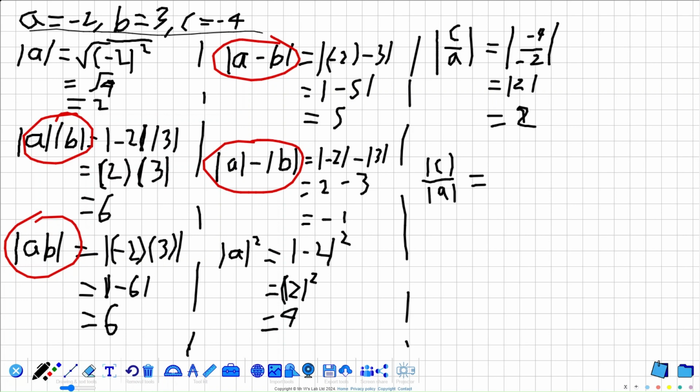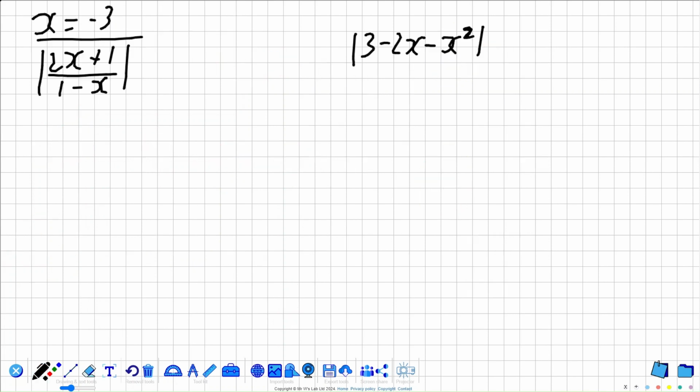And then a little bit similar with this one, mod -4 over mod -2, which will equal, we know that modulus -4 will just equal 4, and then mod -2 is 2, which just equals 2 again. So again, dividing these are very similar. Alright, so let's do 2 more that are a little bit different in terms of how they're structured.